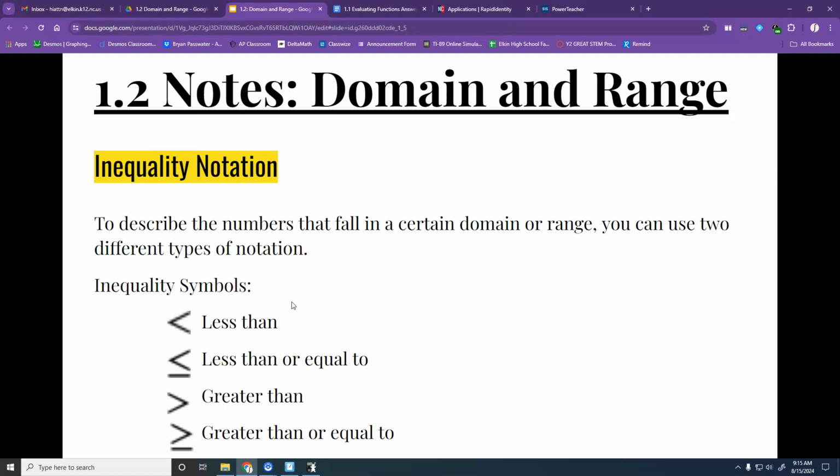So I find sometimes that this is something that kids still have backwards, right? Because you learned probably in elementary school about the alligator eating the bigger number, or maybe the Pac-Man or something. You always ate the bigger number. So that still applies. That's true. But we want to read it from left to right.